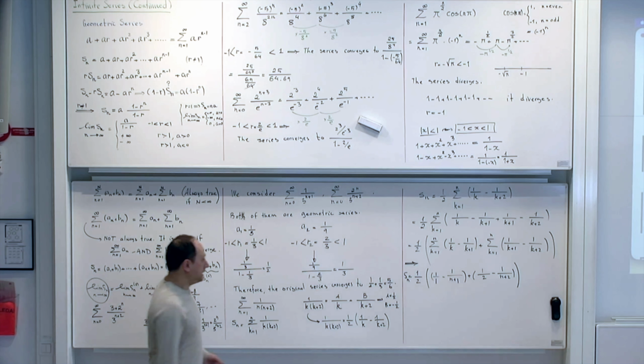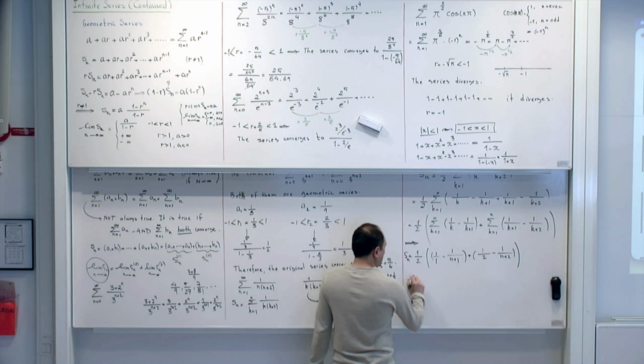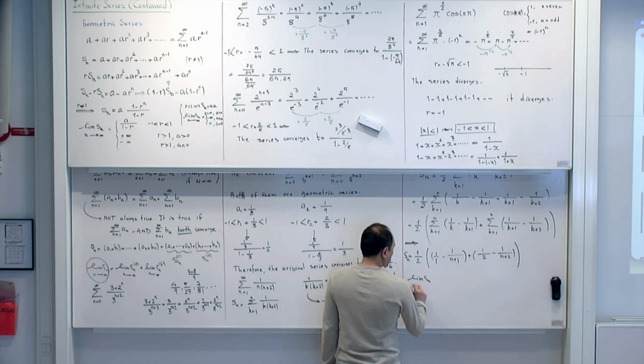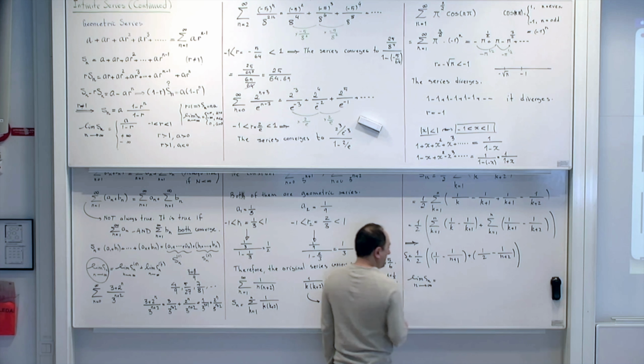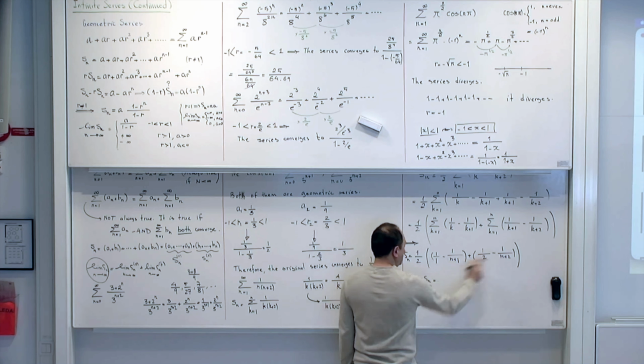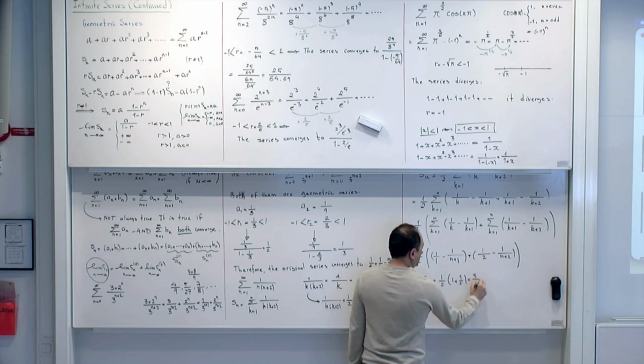Yes, and then I take the limit. So the limit of Sn, n goes to infinity. What happens here? This becomes 0, and this becomes 0, so it becomes 1 over 2, 1 plus 1 over 2, so it becomes 3/4.